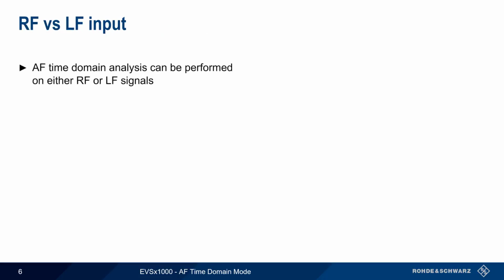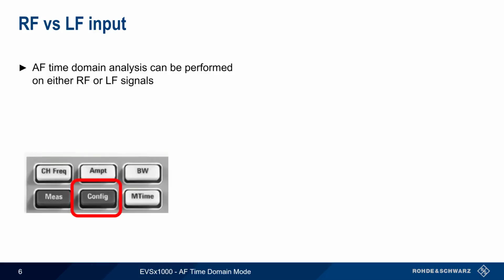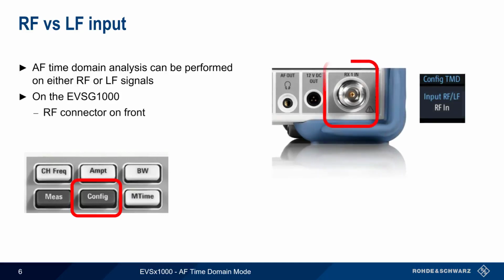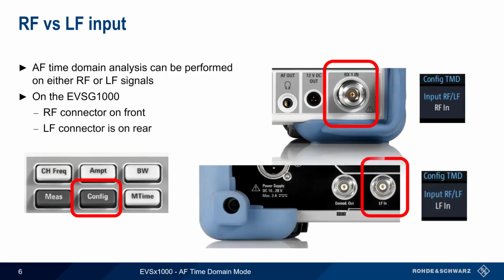Audio frequency time domain measurements can be performed on either RF or LF signals. The input signal type is selected using Config. On the EVS1000, the RF connector is located on the front of the instrument, and the LF input uses a BNC connector on the rear of the instrument. Again, recall that option K7 is required for LF signal analysis.